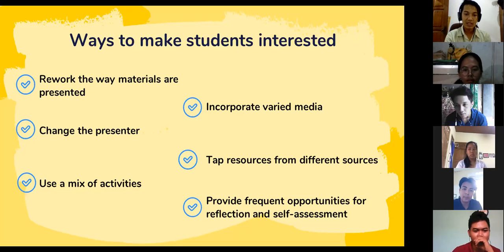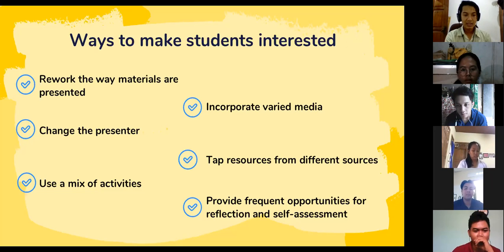Okay, move to the next one. It's about tapping resources from different sources. Teachers can use a lot of references from many sources in teaching a lesson. It can be from a librarian, from the internet, from interviews, etc.